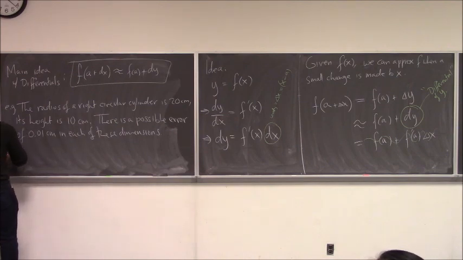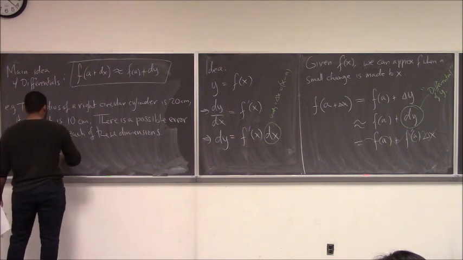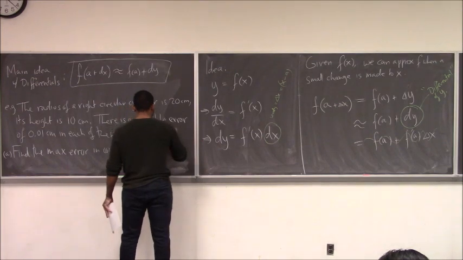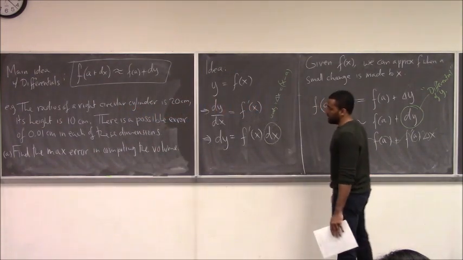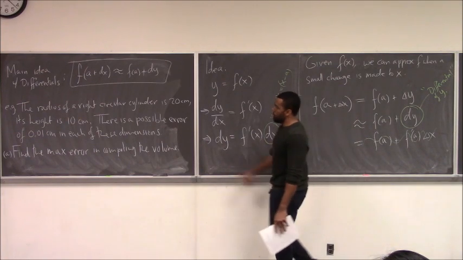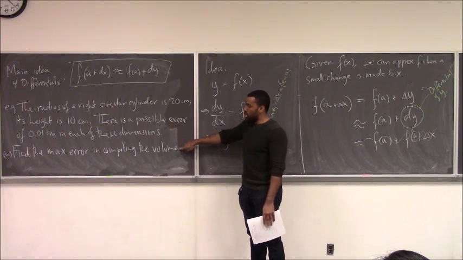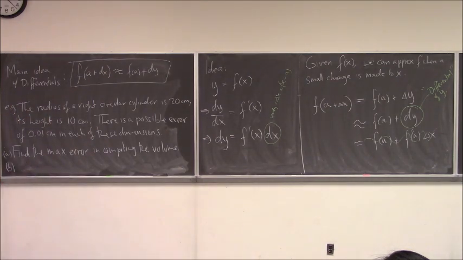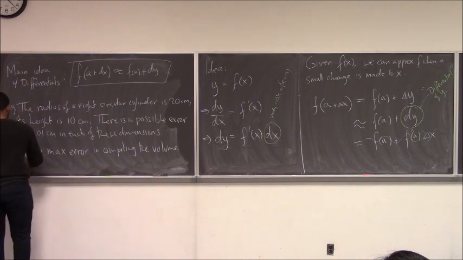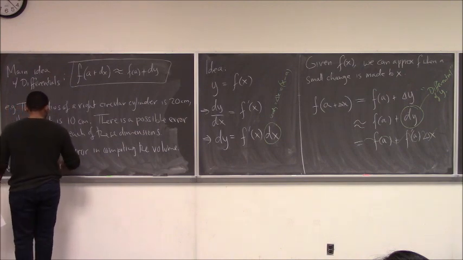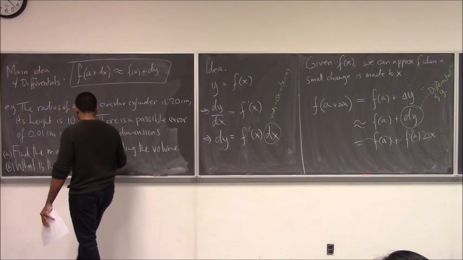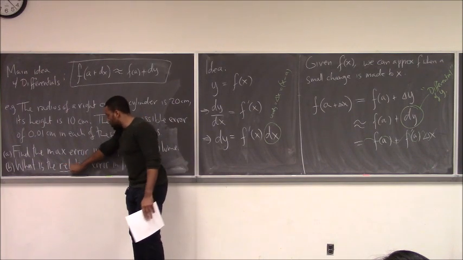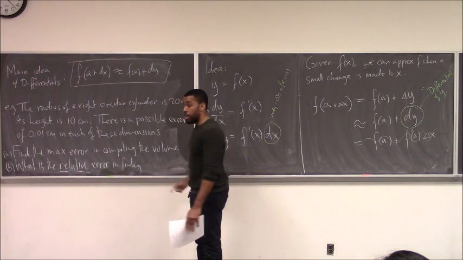So here, find the max error in computing the volume. So you have the dimensions of the cylinder, you want to actually find its volume. If we know that measuring this has an error inherent in it, what's the error inherent in the volume, if we actually were to calculate that? And what is the relative error? When you say relative error, it basically means you want to talk about the error as a percentage of what the actual value is. Oh, we're off by 2% or whatever.